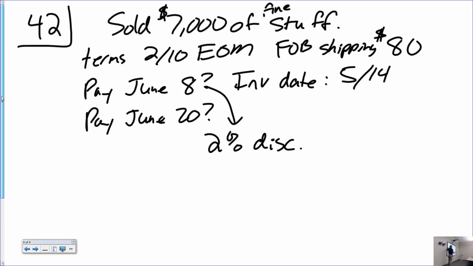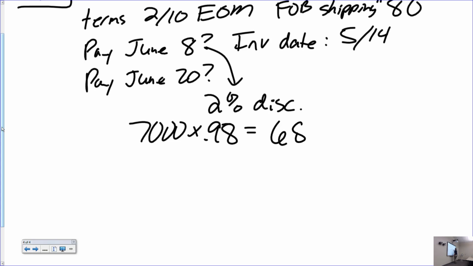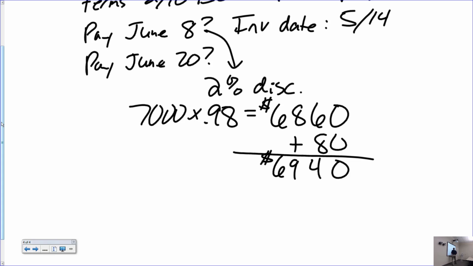Full payment. So not divided by, but multiplied by, right? So what's 7,000 times 0.98? 6,860. And then don't forget, folks, if there was annoying shipping on this, in theory we owe for the shipping. We're going to pay it back to the other company somehow, $80. So after we get the 2% discount, add the $80 in shipping. So on June 8th, we would send them a check for $6,940. All right.